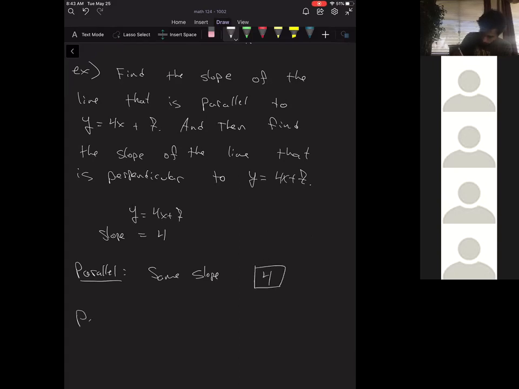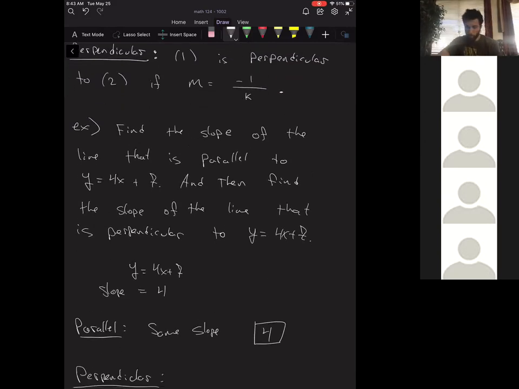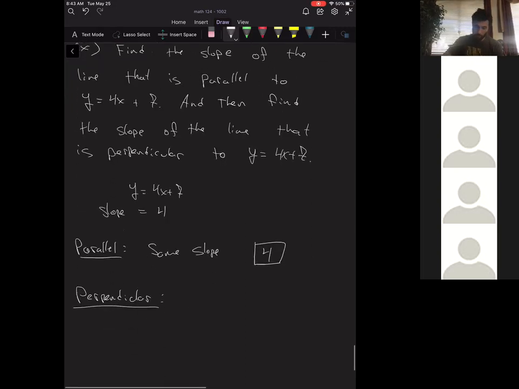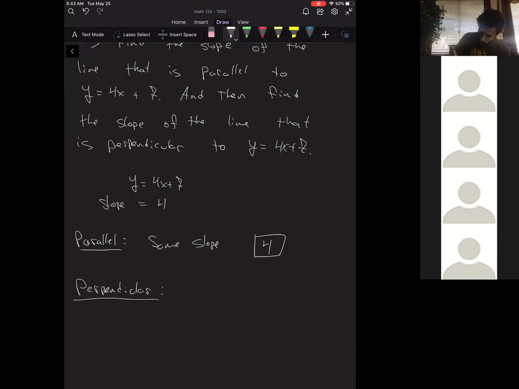So for perpendicular, you remember we use this equation: you do minus 1 over the slope itself. So basically the perpendicular slope is going to be minus 1 divided by 4, which is just equal to minus 1/4. So you just take your slope and do minus 1 divided by that number.